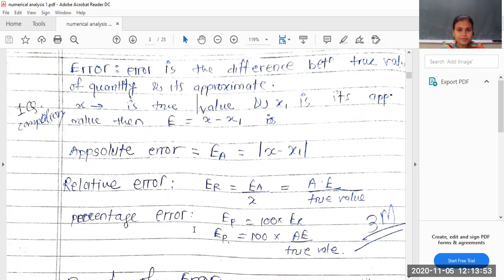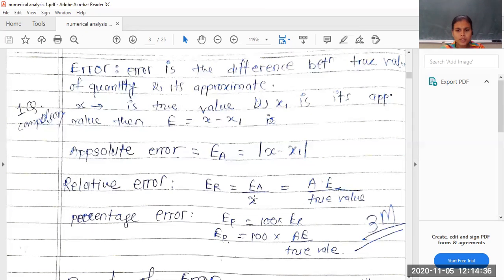Next we have seen error. I am taking it fast because we have already covered this. What is an error? It is nothing but the difference between the true value of the quantity and its approximate value. Next we have seen what is an absolute error. The difference between the true value and approximate value may be positive or negative depending on the situation, so we find the absolute value, which means we get only the positive value of the difference between the true value and the approximate value.